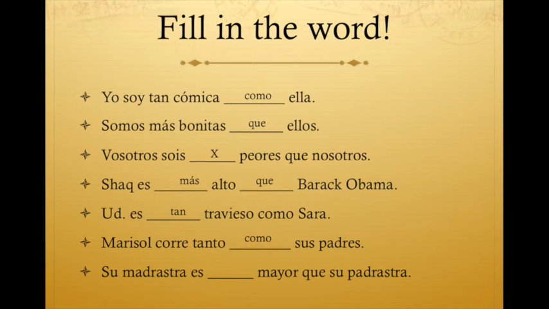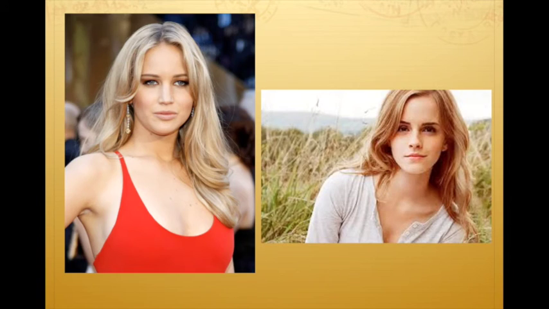And su madrastra es mayor que su padrastra. Again, because we see the word mayor, we do not need to put the word más or menos in front of it. These are some examples that we did in class.